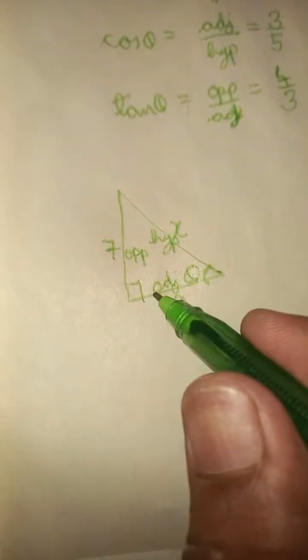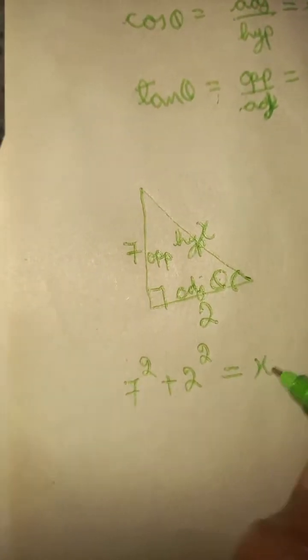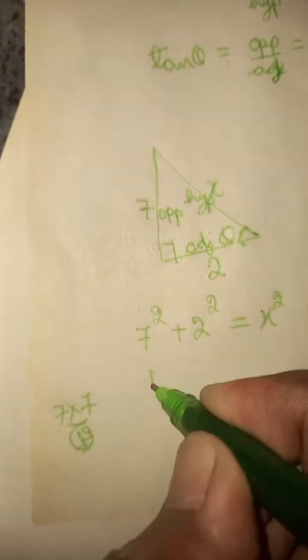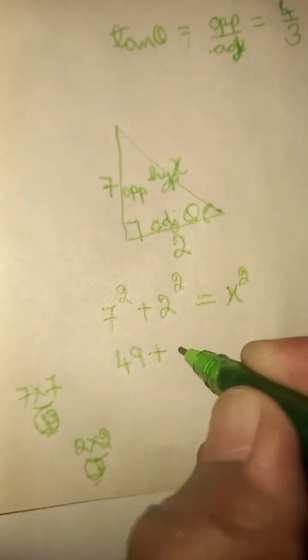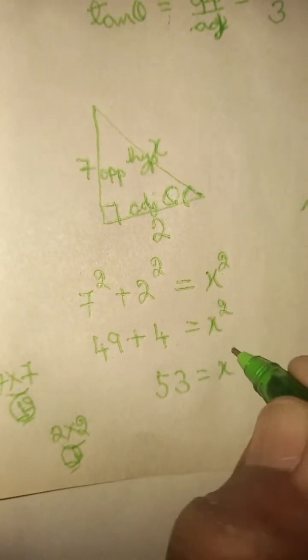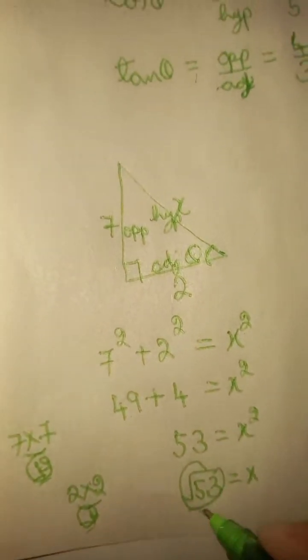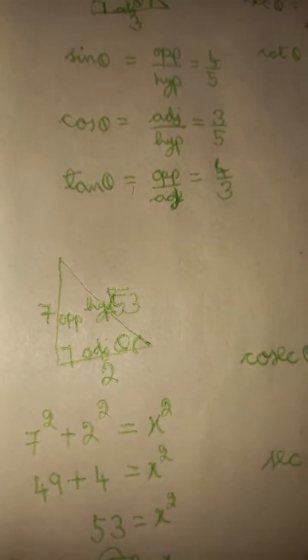Let's find the hypotenuse value: 7 square plus 2 square equals the hypotenuse, which is x square. 7 square means 7 times 7, which is 49. 2 square is 2 times 2, which is 4. So 49 plus 4 equals x square. 53 equals x square, and the square goes to the other side and becomes root, so x equals root 53. Now you need to find all 6 ratios, and I will tell you in the next session. Bye.